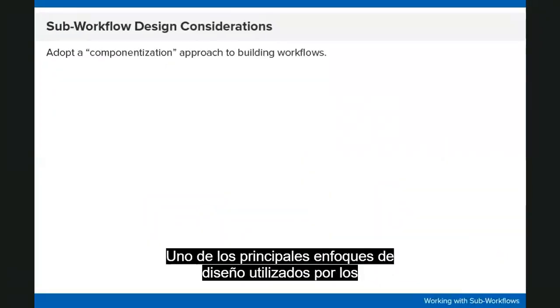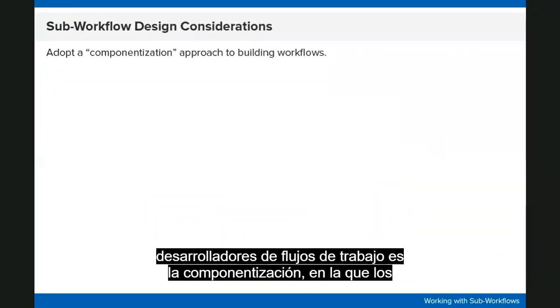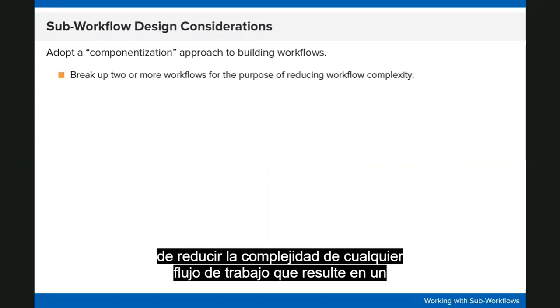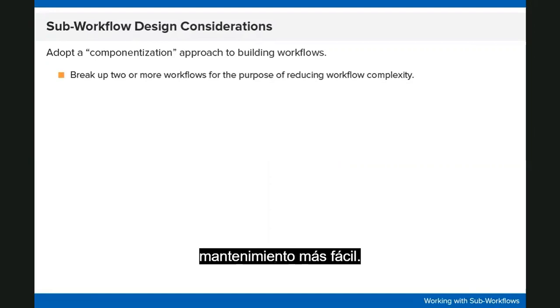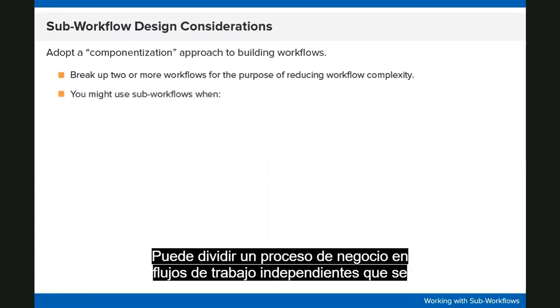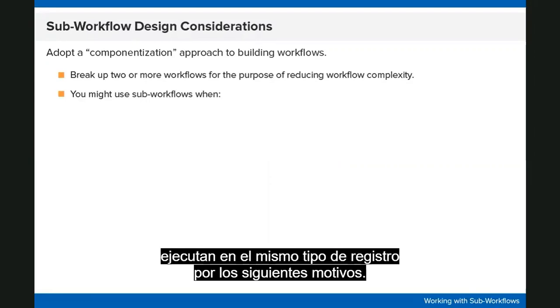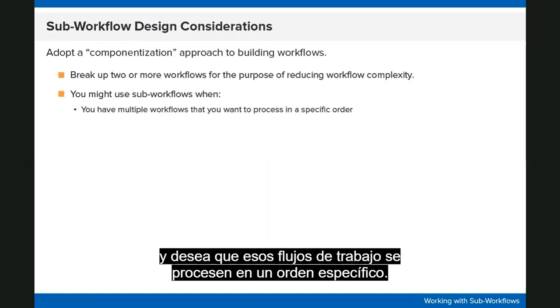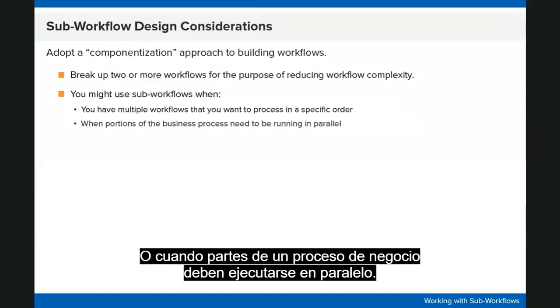One of the primary design approaches used by workflow developers is componentization, in which complex workflows are broken up into smaller components for the purpose of reducing complexity of any single workflow, resulting in easier maintenance. You might split a business process into separate workflows running on the same record type for the following reasons. You have multiple workflows that perform distinct record processing, and you want to have those workflows processed in a specific order, or when portions of a business process need to be running in parallel.